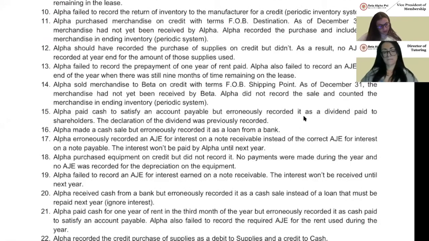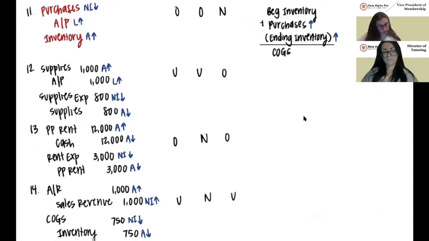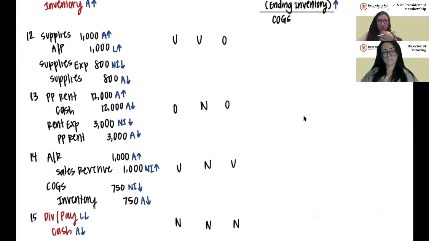Okay. Number 12, Alpha should have recorded the purchase of supplies on credit, but didn't. As a result, no AJE was recorded at the end of the year for the amount of those supplies used. So here, only some of the supplies have been used. So we're going to use numbers to make sure that we know how much it's being increased and how much it's being decreased. So they never recorded the initial purchase of supplies, which was a debit to supplies for 1,000, which would have increased our assets, and a credit to accounts payable for 1,000, which increases our liabilities.